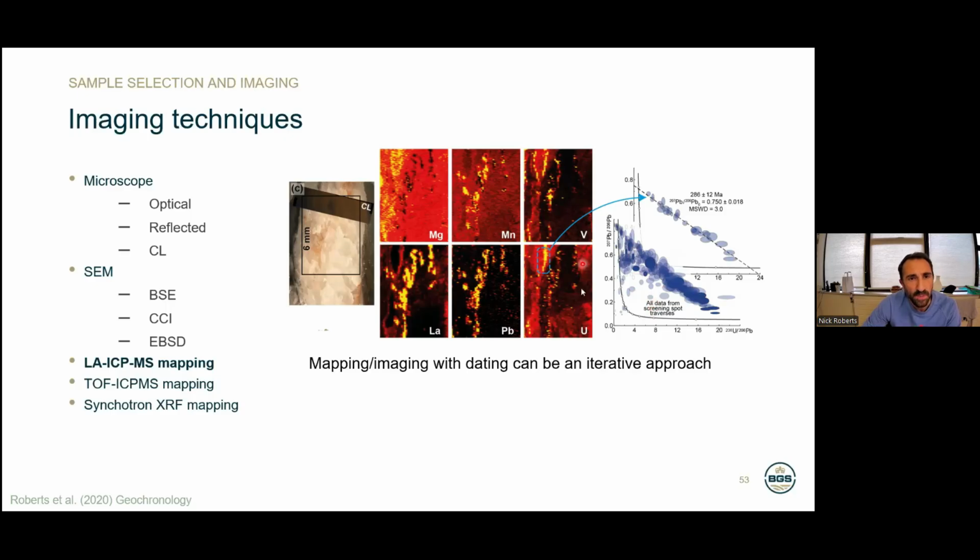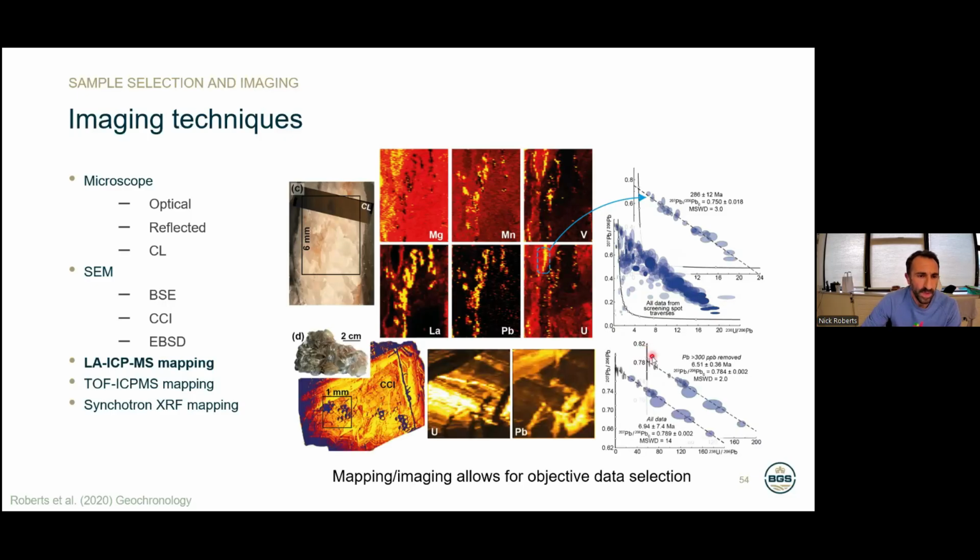Whether you do this kind of mapping before your dating or after your dating, there's a mixture of approaches often taken. Mapping and tracing of images allow us to objectively screen data, or objectively pick regions where the best data is going to come from. This again is some starry calcite crystals.